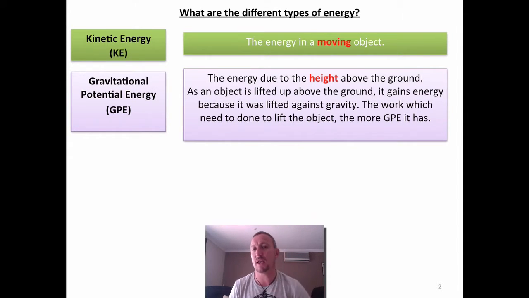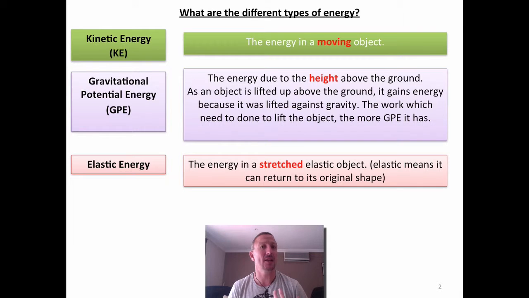So we've got kinetic energy, moving an object, and then we've got gravitational potential energy, which is the energy which is stored by raising it above the ground. Remember, it's going to be under the effect of gravity, hence it's gravitational potential energy. Another type of potential energy is elastic potential energy.